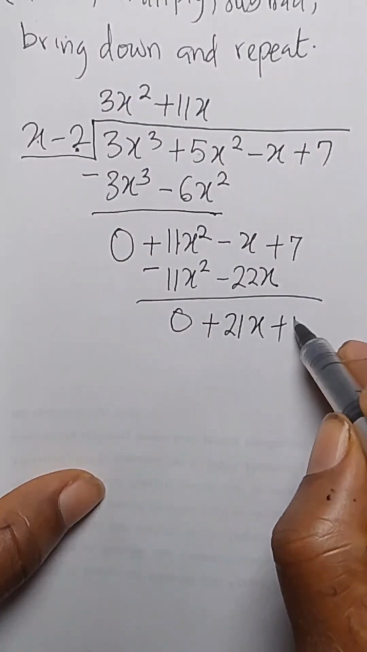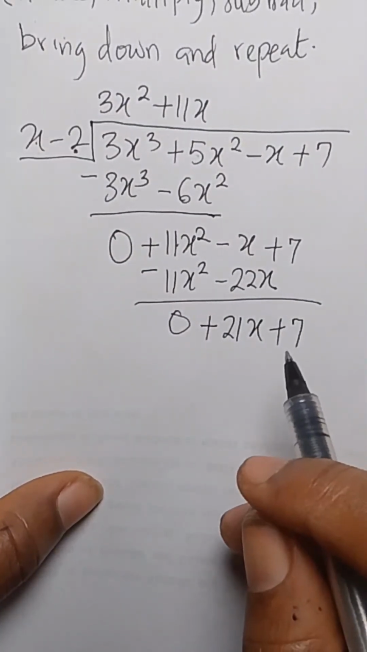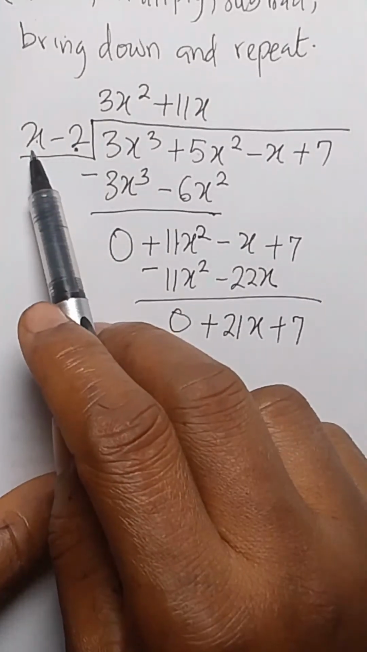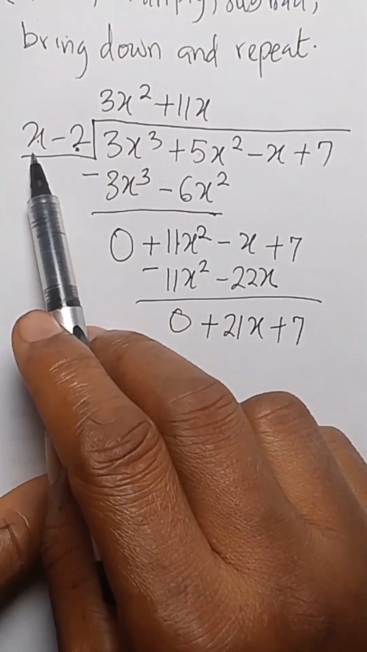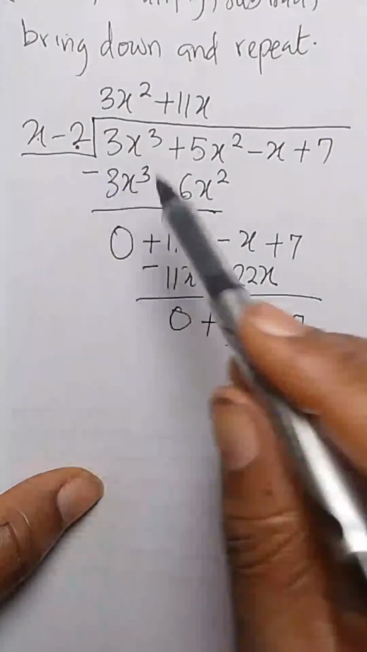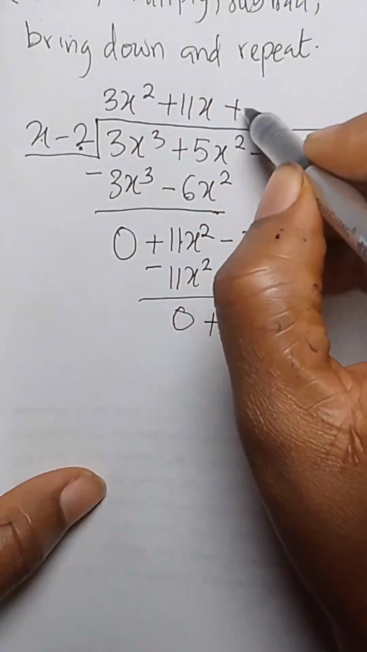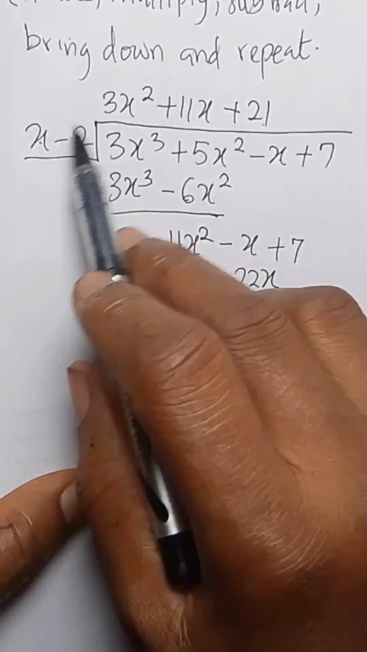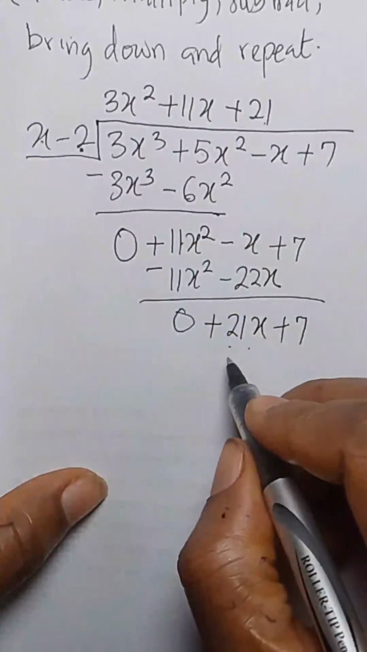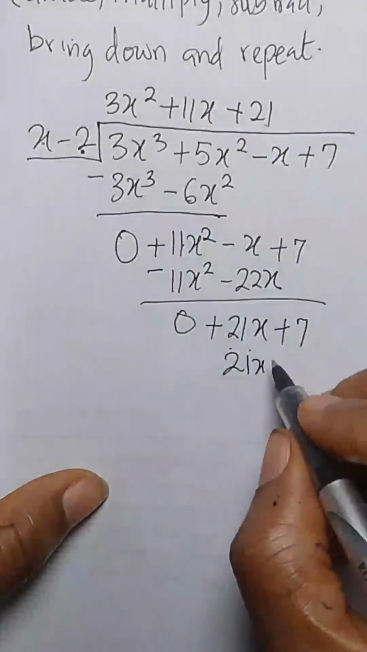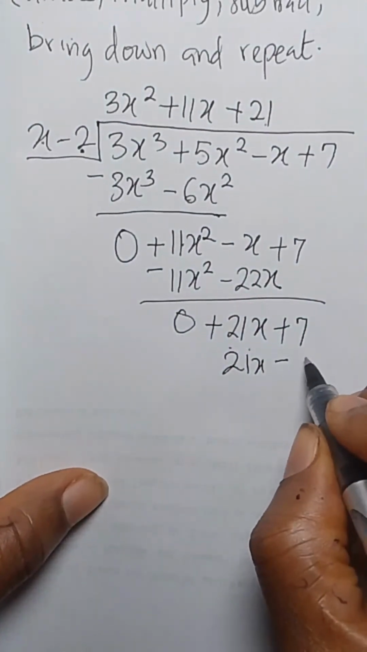We bring down our 7 again. All right. So we divide again by this x. We keep repeating until you get to the final state. So we do 21x divided by x will give us plus 21. We use 21 to multiply these two terms. 21 multiplied by x will give us 21x. 21 multiplied by minus 2 will give us minus 42.